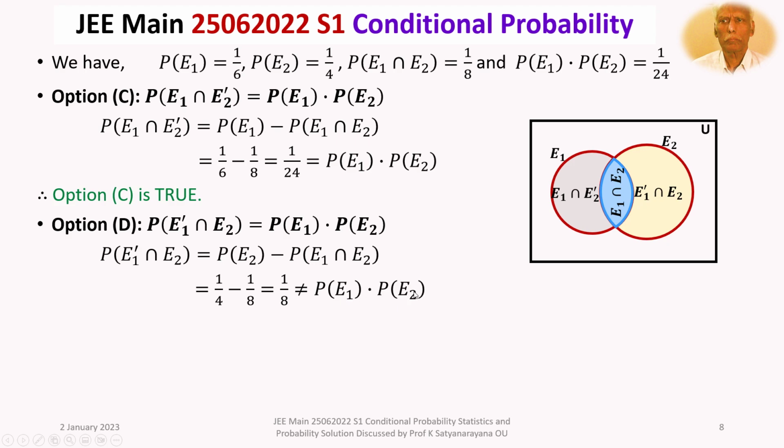Which is not equal to probability of E1 multiplied by probability of E2. Probability of E1 multiplied by probability of E2 is 1 by 24, and this is 1 by 8. So it's not equal. Therefore, option D is not true. Thus, the correct answer for this is option C. The statement given in option C is the only one that is true. So the answer for this question is option C.